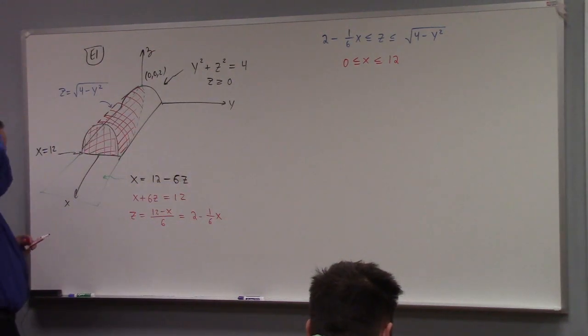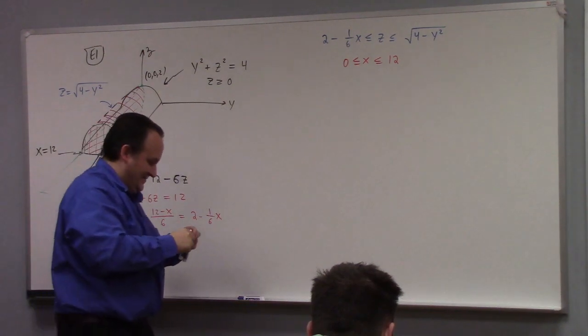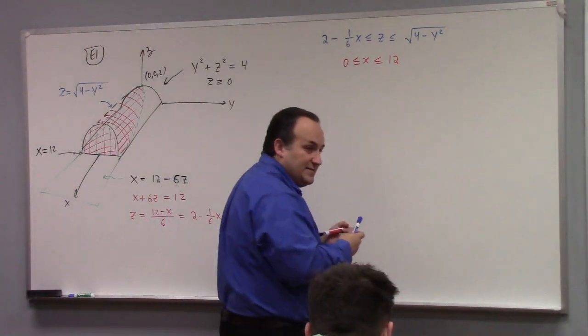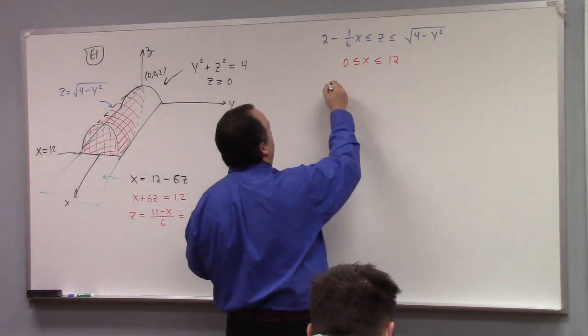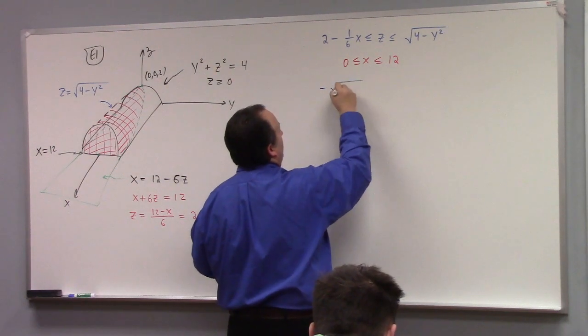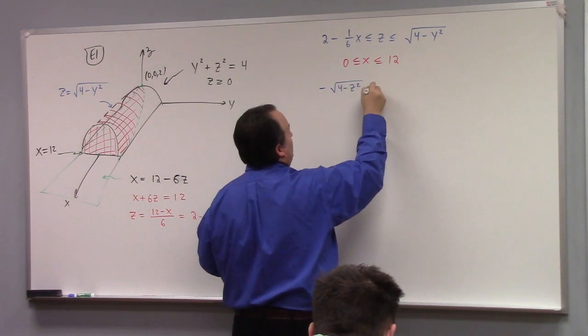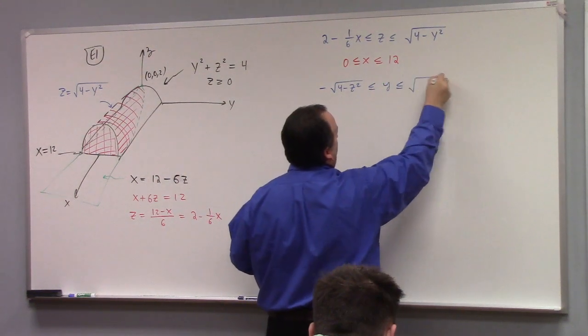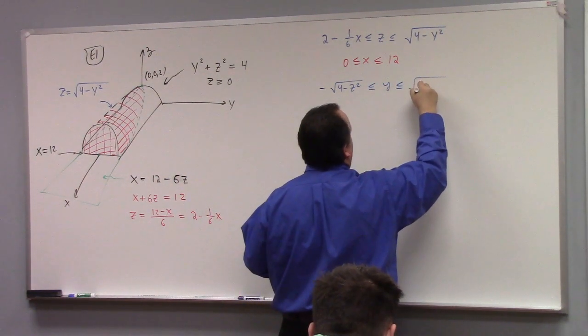Sorry, just a second here. Let me think. What did you just say? Let me write down what you just said. So from negative root 4 minus z squared to positive. So that's the y, okay. Let me see if I believe that.